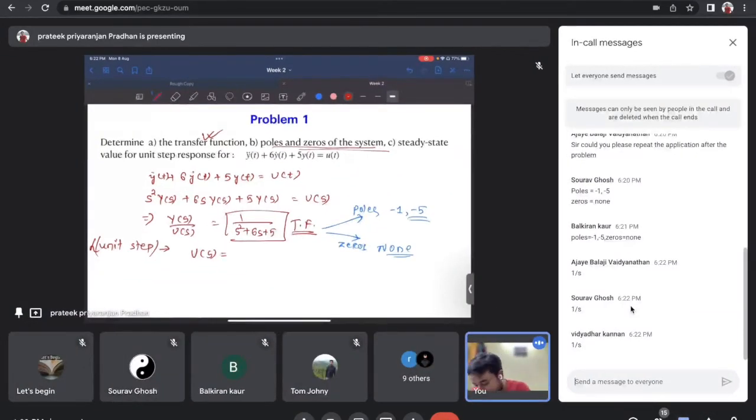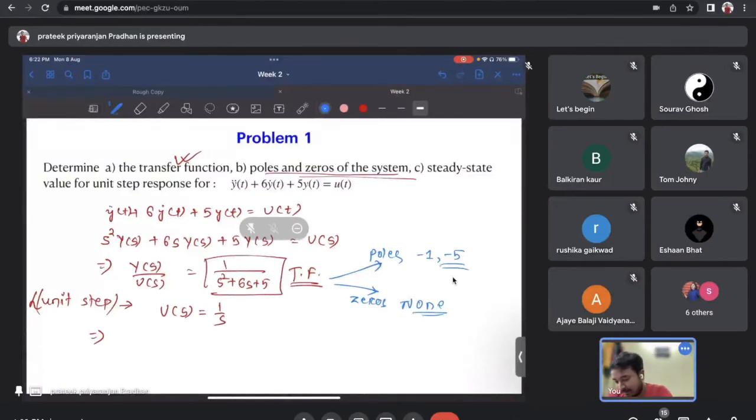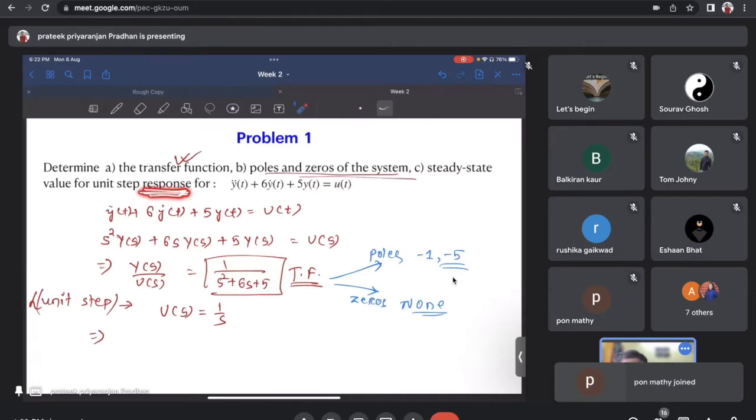Yeah, it's 1 by S. And remember, it's a trick in the question. Whenever you see the term response in the question, it means, most of the time unless specified, the time domain response. What's the response in the time domain? What's the output behavior? That means what you need is y of t.